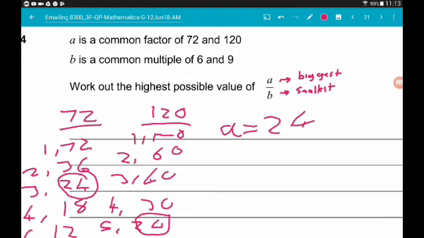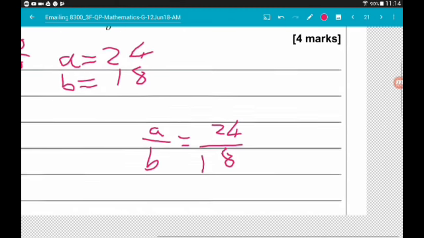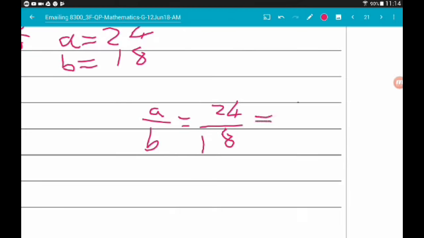Now B is quite a lot easier. So for B, we want the lowest common multiple of 6 and 9. So what is the first number, the lowest number that 6 and 9 both go into? It's 18. So we're going to say B is 18. So A over B is 24 over 18, which would be a fine answer, but it does simplify to 4/3. Good times.